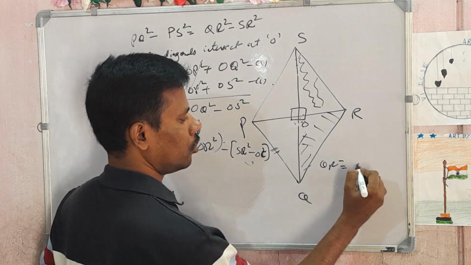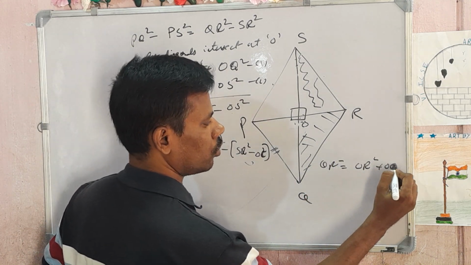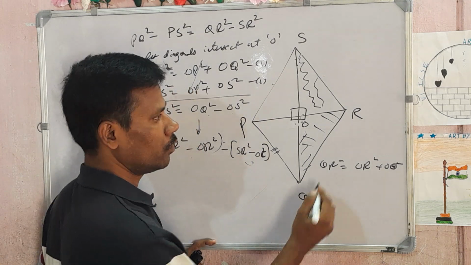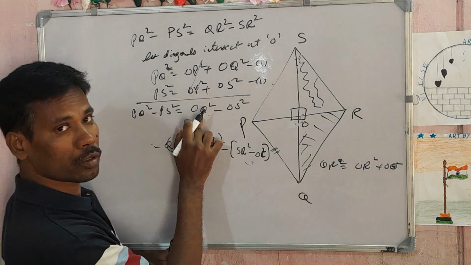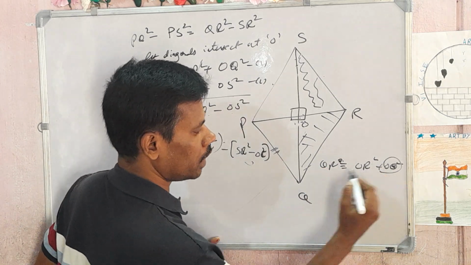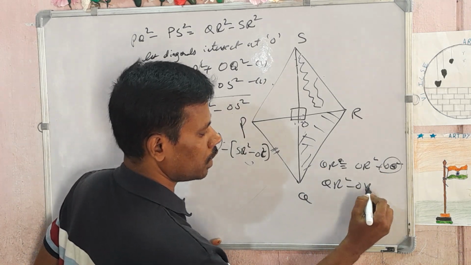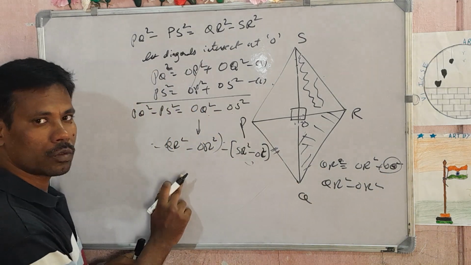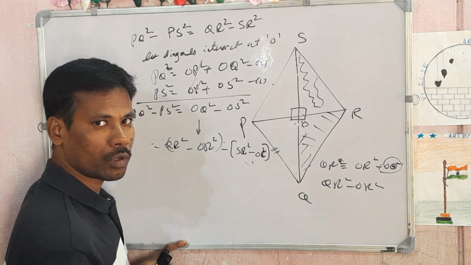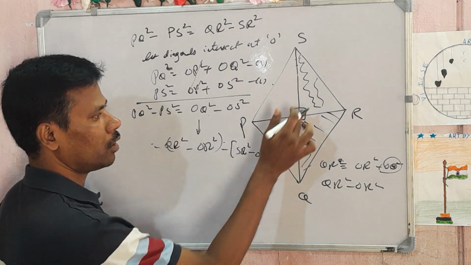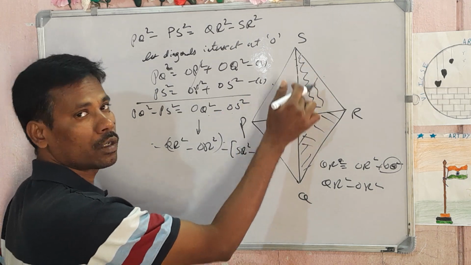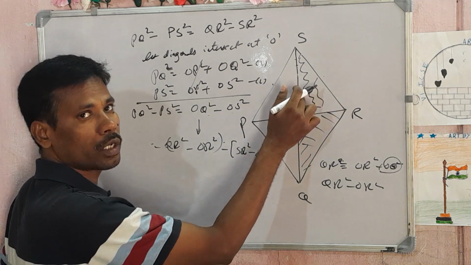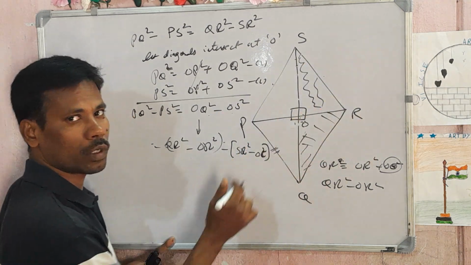QR square is equal to OR square plus OQ square. We want what? QR square. We want here OQ square. So OQ square write as this, QR square minus OR square. See here, QR square minus OR square. So this is another way of understanding. But my logic is, when you don't know OQ square, take this one. OQ square, how will you get? By subtracting this minus this.